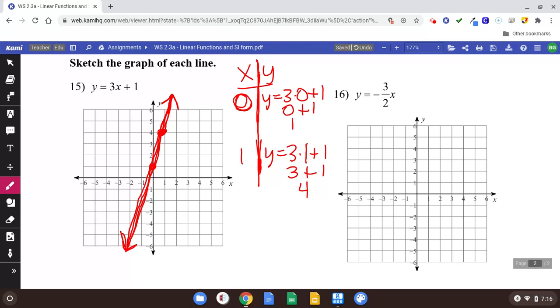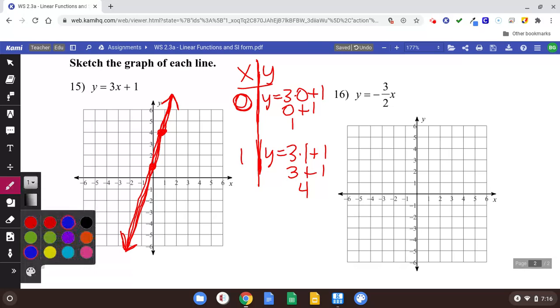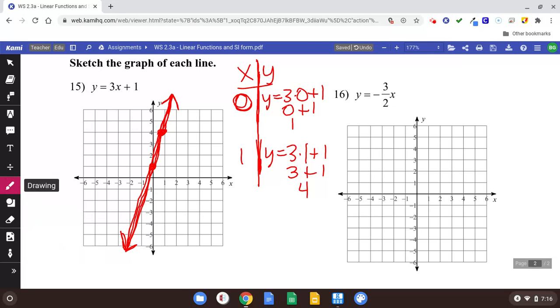Now, if you don't want to do a table, there is a significant shortcut because we know about mx plus b.